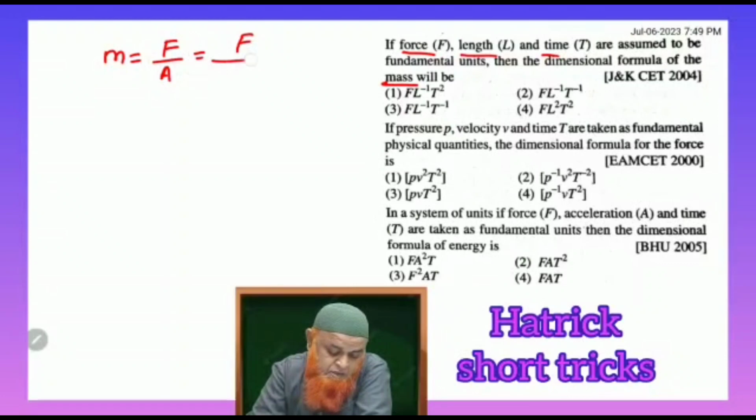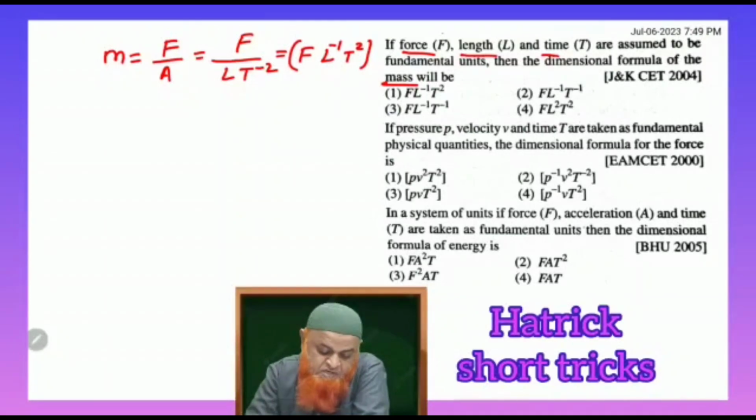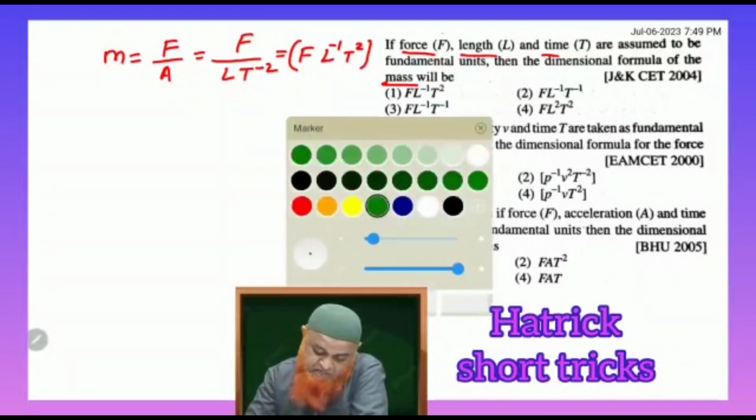Okay. You all know that acceleration can be taken as L T power minus 2. That's it. So your formula is ready. Force is M L T power minus 2, which is M times length power minus 1 times T squared. That's it. Your option is ready here. So now let us go ahead with the second problem.